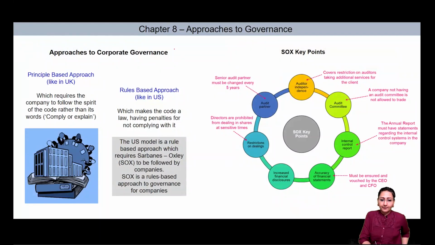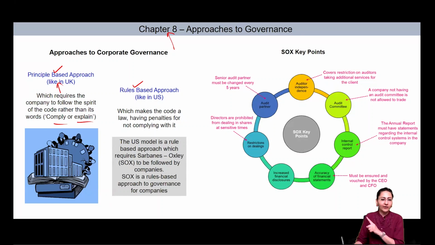Now, chapter 8, approaches to governance. We have two approaches of governance: principle-based approach and rule-based approach. Rule-based approach is followed in US. Principle-based approach is followed in UK. Principle-based approach, the examiner will look for comply or explain.